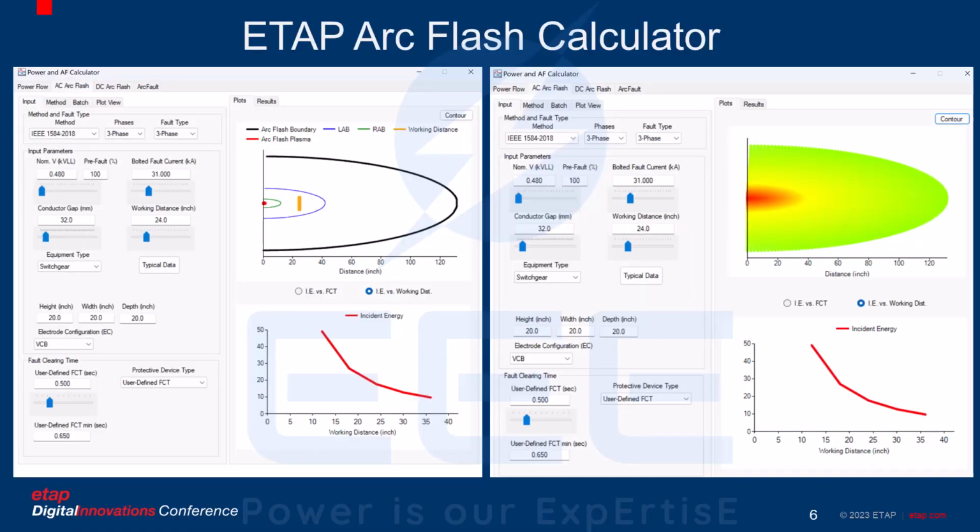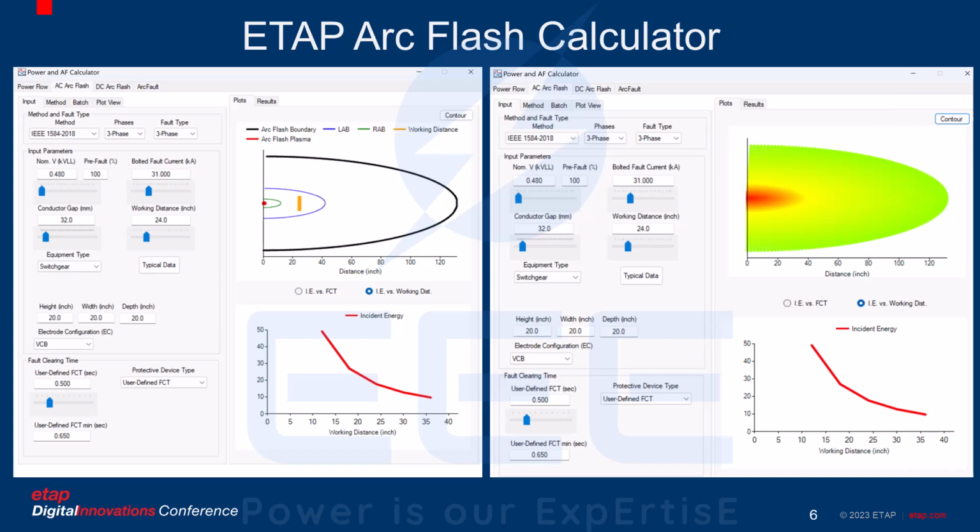On the left, the bottom view now has IE versus working distance. As the working distance increases, you can see how the IE decreases. The right shows at the top a contour. You can see the flame and the arc flash boundary.